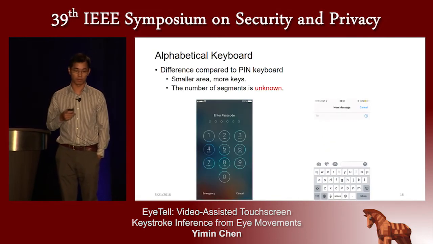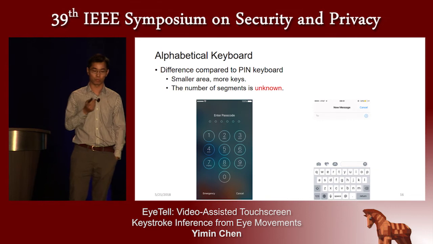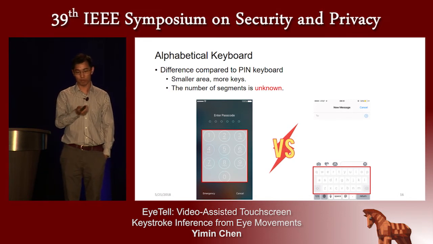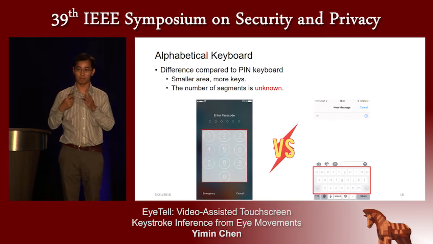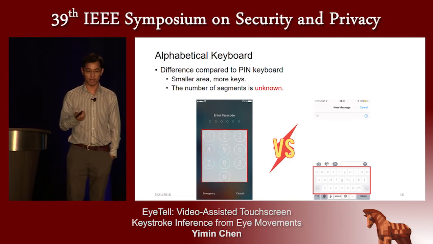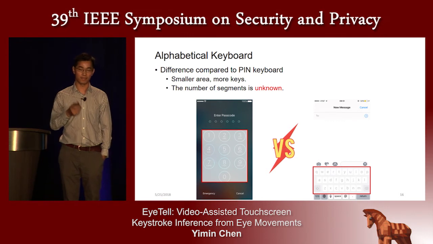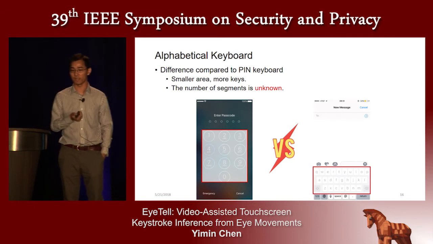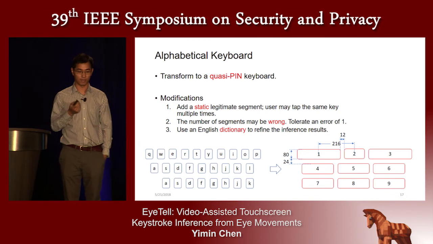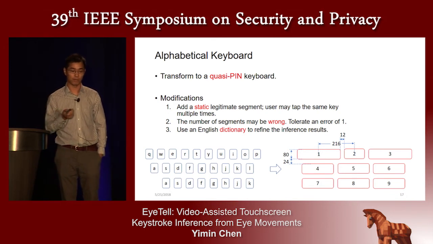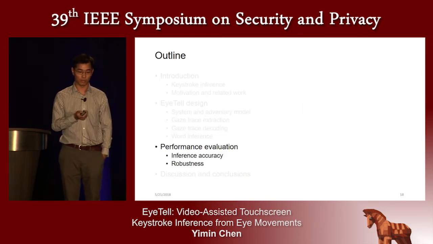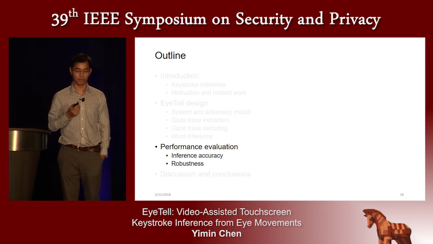And finally, we will work on the alphabetical keyboard. This is the most challenging for 2 reasons. The first reason is that, compared to the PIN keyboard, the area of the alphabetical keyboard is even smaller, while there are many more keys. And also, for the PIN keyboard, we know that either 4 or 6 keys are tapped, but for the alphabetical keyboard, we don't know the exact number. We first transform the traditional alphabetical keyboard into a quasi-PIN keyboard. In this way, we can reuse the previous method, and also we apply some modification.